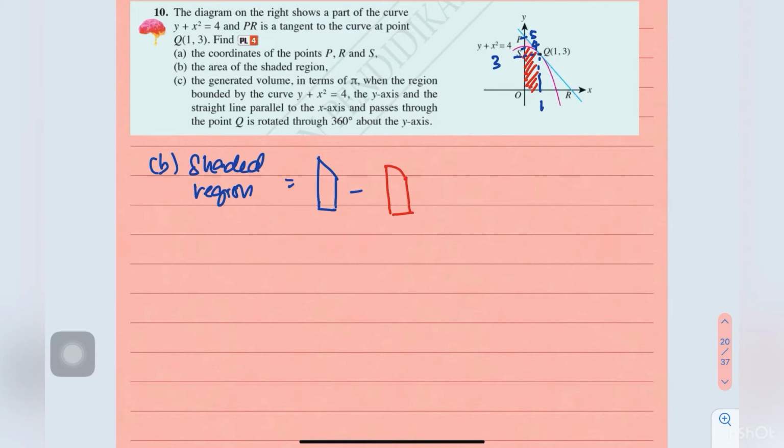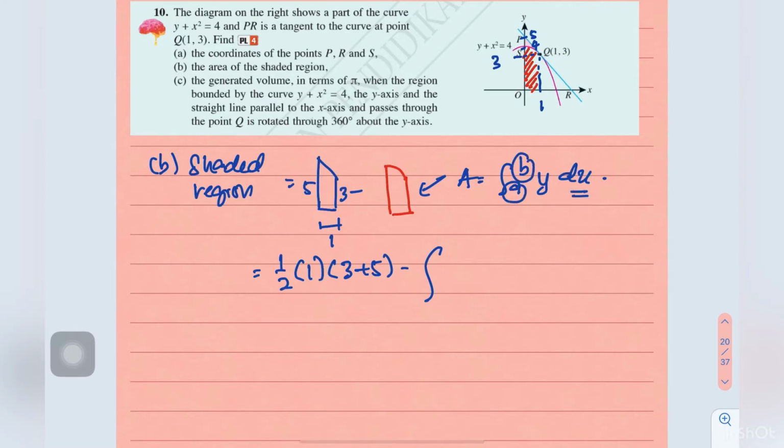From all these values, for the trapezium, the base is 1 and the parallel heights are 3 and 5. For the area under the curve, we use the formula area = ∫ from a to b of y dx, where a and b are values of x. So the area of the trapezium is 1/2 × base 1 × sum of two parallel lines (3 + 5), minus the integral from 0 to 1 of y dx. We need to make y the subject, so y equals 4 − x², so the integral of (4 − x²) dx.